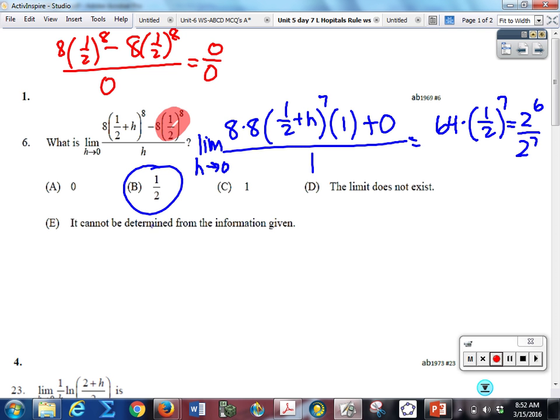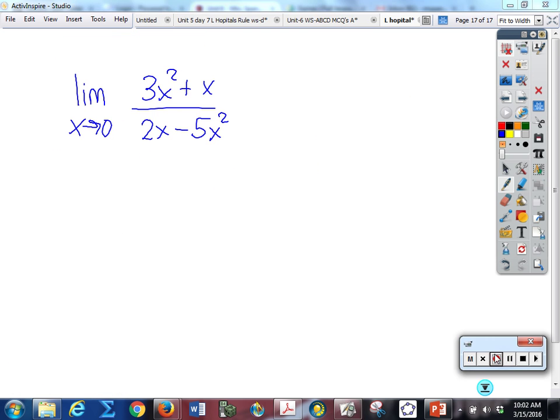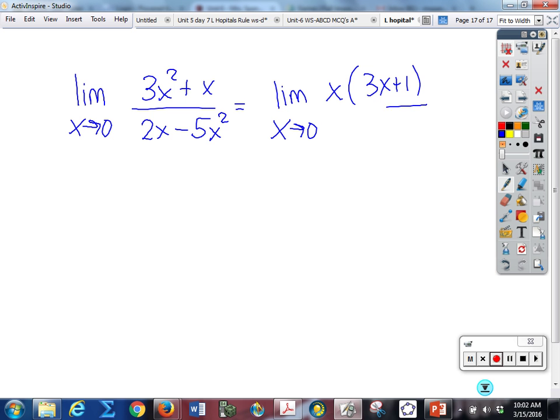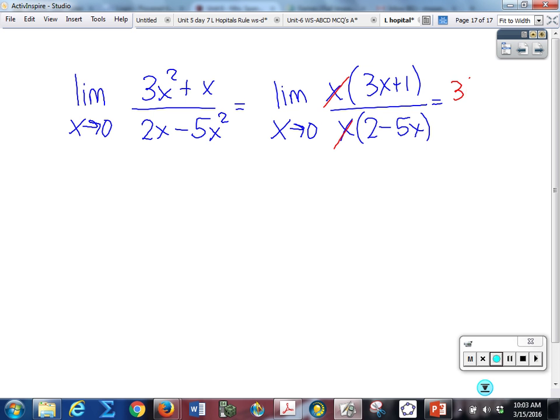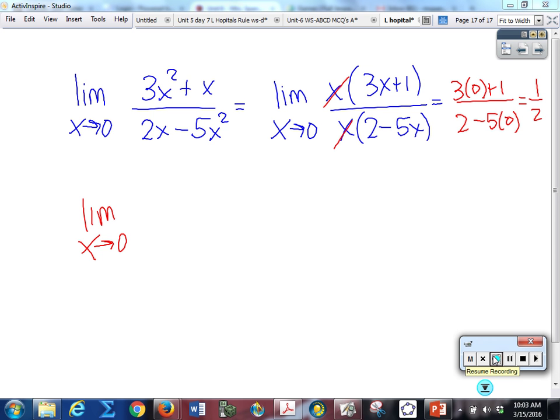Okay, so previously we did what for this? We factored out x. We factor out an x, 3x plus 1, and factor out an x, 2 minus 5x. And then we simplified, right? And so now when I plug in 0, then I got 1/2, right? Since when I plug in 0, I get 0 over 0, I could do L'Hopital's rule.